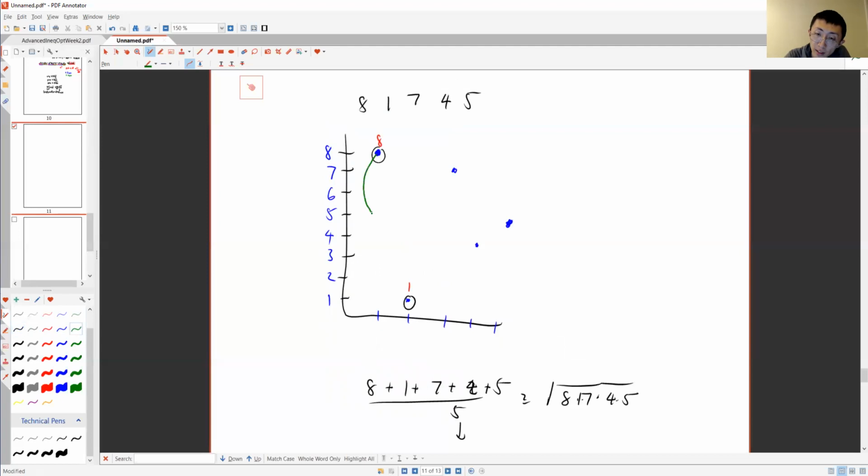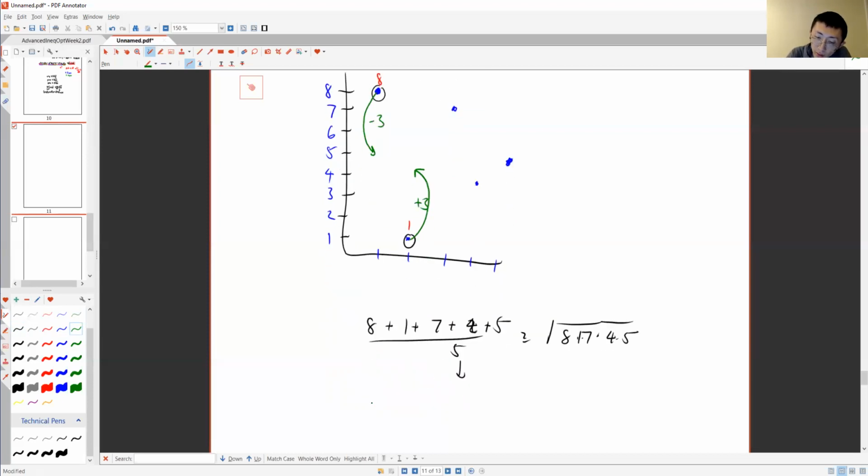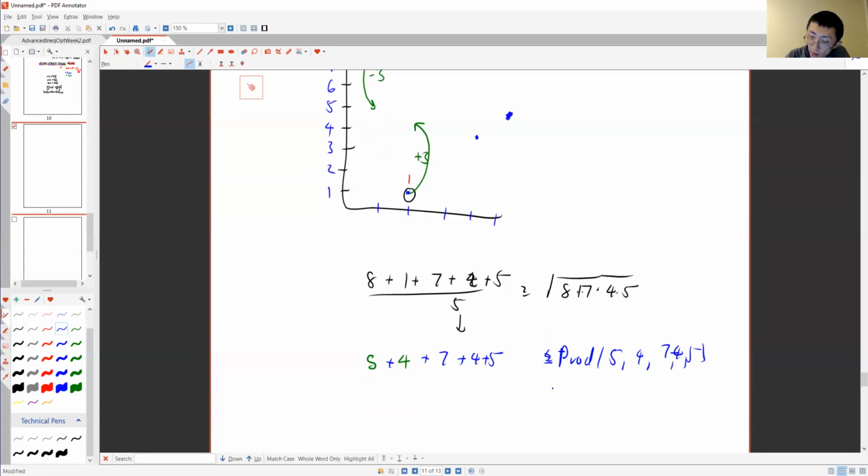So if I make 8 into 5, then I have to move 1 up to 4. Because this is subtract 3, this is add 3. So this is like 5 and 4, and then 7, 4, 5. So it's the same sum, but now I've increased the product, right? So the product of 5, 4, 7, 4, 5 is bigger than the product of the original 8, 1, 7, 4, 5.